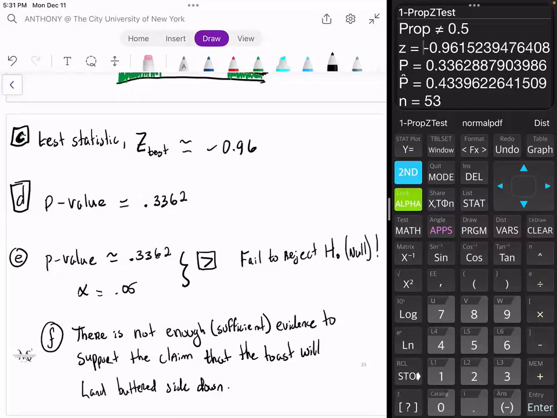And that's hypothesis testing for the first problem. I'll do the second and third problem in the next video.